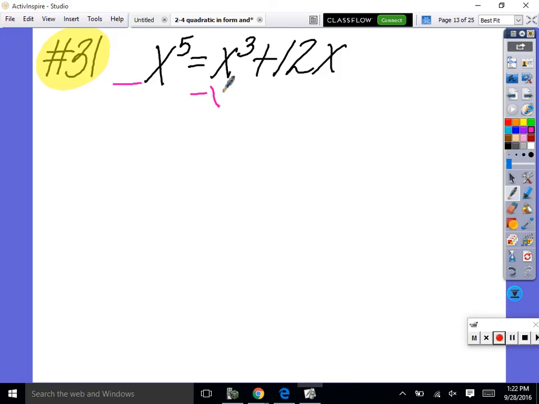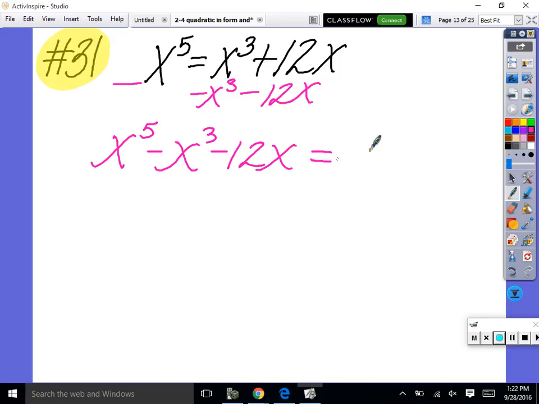So I'm going to subtract x³ and subtract 12x. Do you guys understand what I'm doing? Yeah. So let's write it in standard form: x⁵ - x³ - 12x = 0. Now it's in standard form. So is this quadratic in form? No. But what should I do first anytime I'm solving anything? Pull out a greatest common factor.